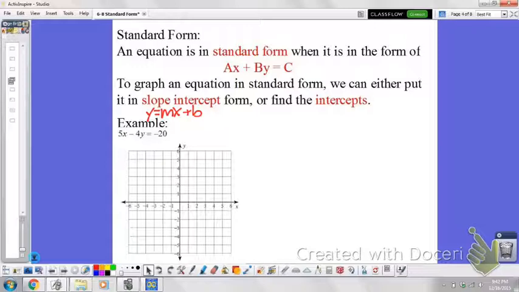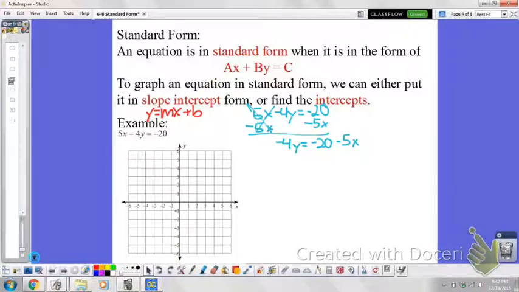So we have the example 5x minus 4y equals negative 20. We're going to graph this by finding the slope-intercept form and the intercepts. So let's start off with putting it in y equals mx plus b. I need to take 5x minus 4y equal to negative 20 and get y alone. So subtract 5x from both sides. The 5x's on the left cancel out. I'm left with negative 4y equals negative 20 minus 5x.